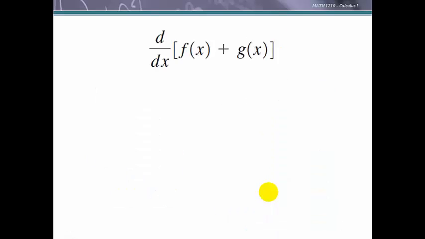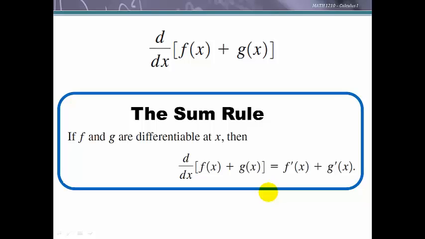Now, if we needed to take the derivative of a sum of two functions, again, because we can go back to the limit definition of the derivative, then limit laws would apply, and we know that if we want the limit of a sum, we can take the sum of the limits. Therefore, the sum rule: if f and g are differentiable functions at x, then the derivative of the sum f plus g equals the derivative of f plus the derivative of g.